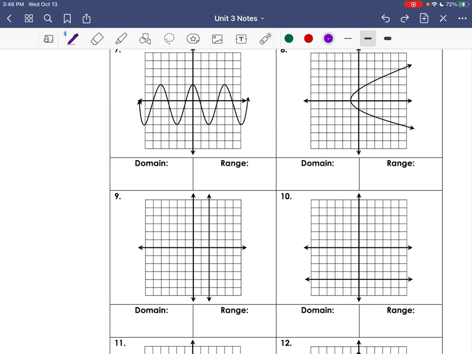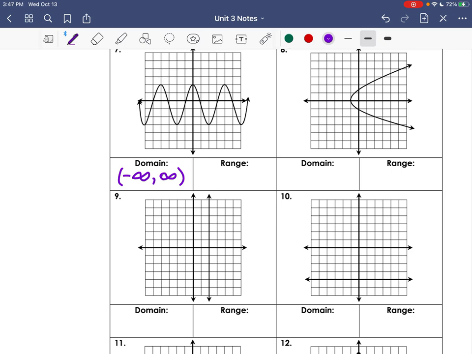So kind of like a sound wave. So this is going to keep going left forever in that same pattern, and it's going to keep going right forever in that same pattern. So that means that because it's going to go left and right forever, it's negative infinity to positive infinity.